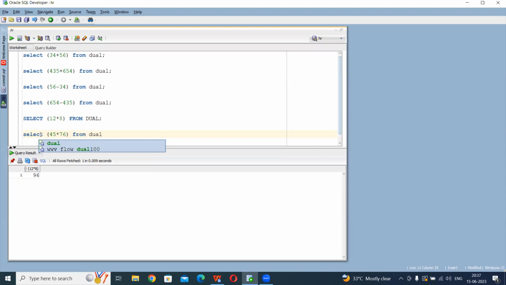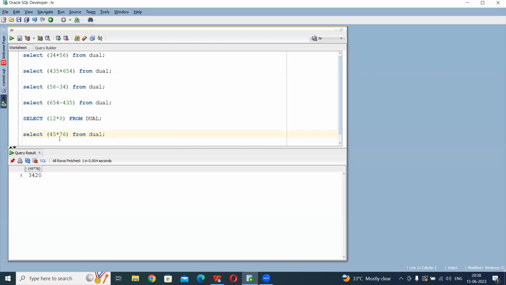I wanted to retrieve data from an inbuilt table. What is the name of the inbuilt table? The name of the inbuilt table is DL. I have used the same and I have terminated my query with a simple semicolon. So now let me run the query, guys.